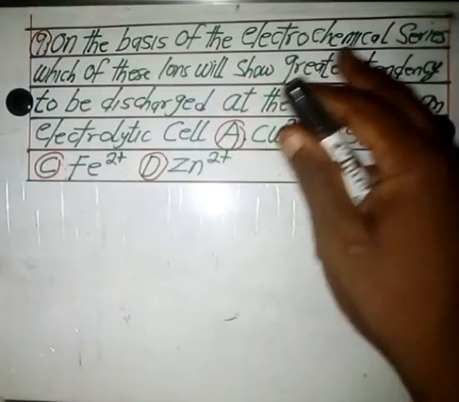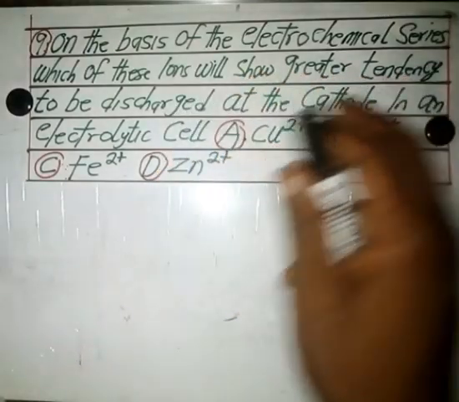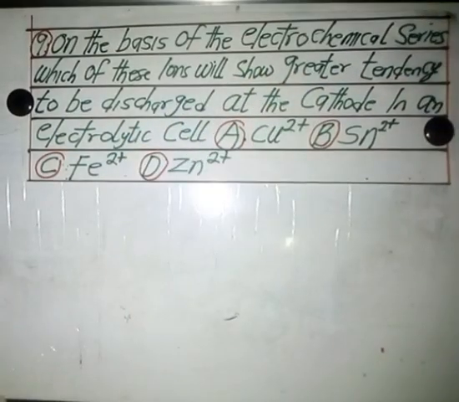On the basis of the electrochemical series, which of these ions will show greater tendency to be discharged at the cathode in an electrolytic cell?